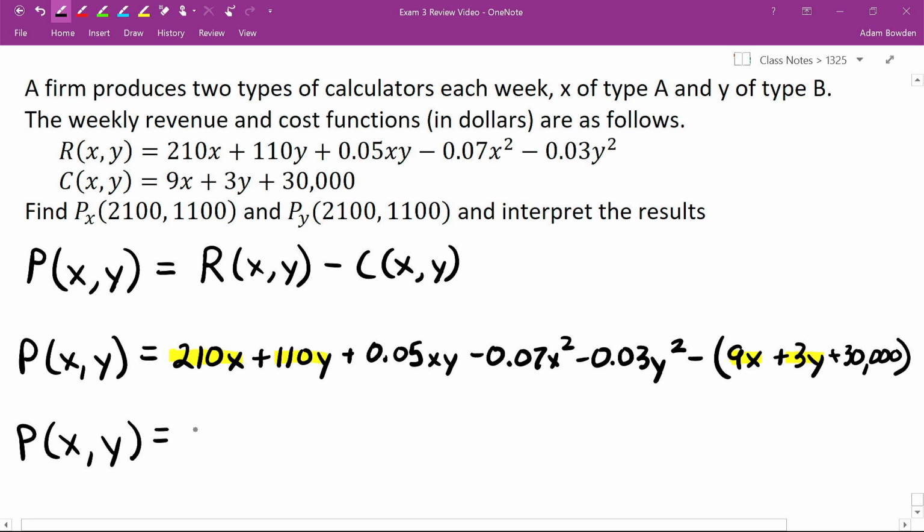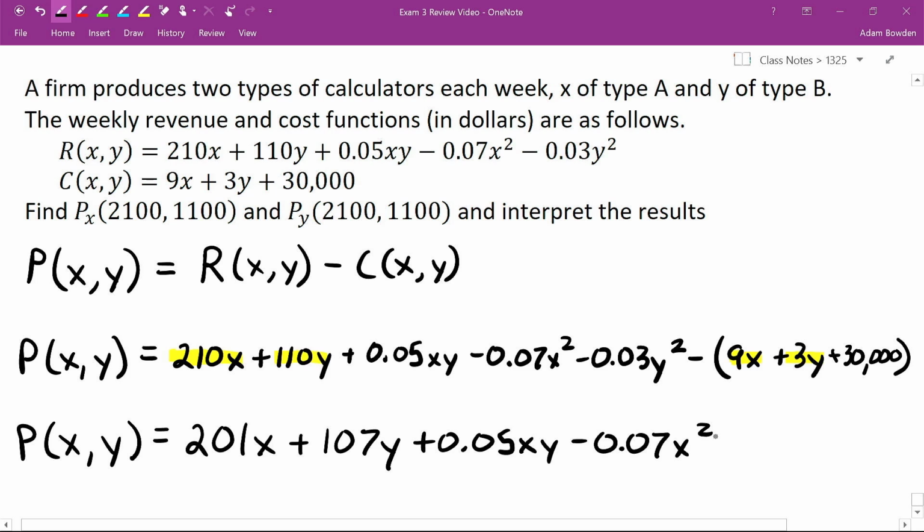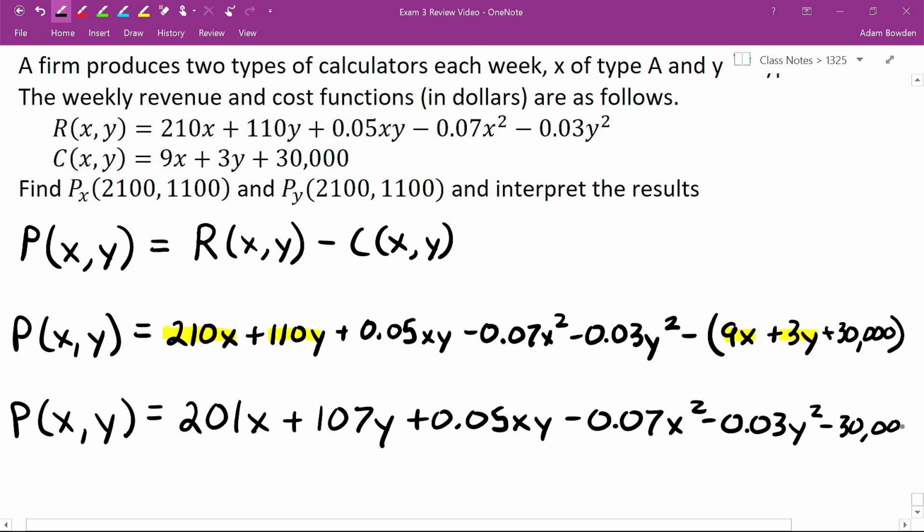So we can write this as 201x plus 107y after subtracting away the numbers, plus 0.05xy minus 0.07x squared minus 0.03y squared minus 30,000. This is the profit function when it's all put together here.